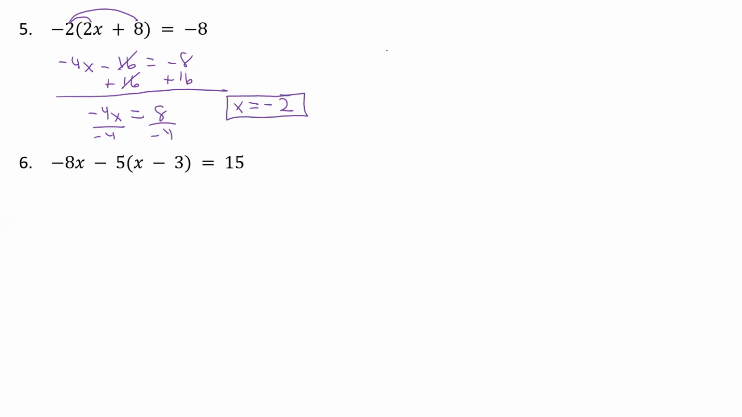Now does that calculate for a check? Minus 2 times negative 2 plus 8 equals negative 8. Here we have negative 4 plus 8, so 8 minus 4 is 4. And so we have negative 2 times 4 equals negative 8, and so negative 8 equals negative 8. It does check.